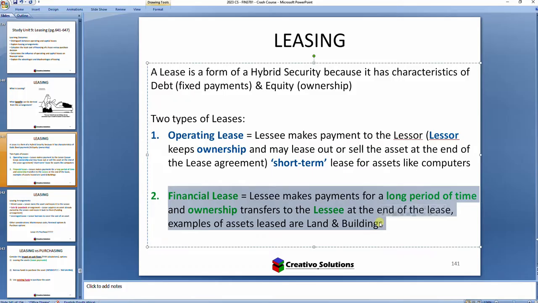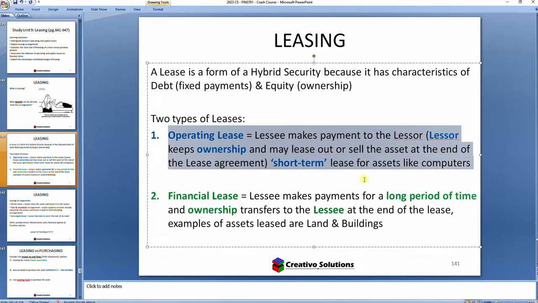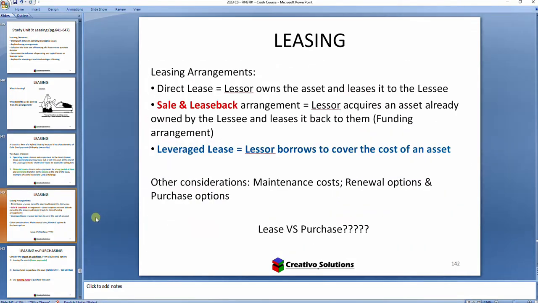Financial leases, great in terms of financial management, okay, if you're the lessor. Operating lease, good for the lessee because you don't need to raise capital. Okay, so I'm just giving you the pros and cons because you need to decide, okay, when is it better to lease and when is it better to purchase?